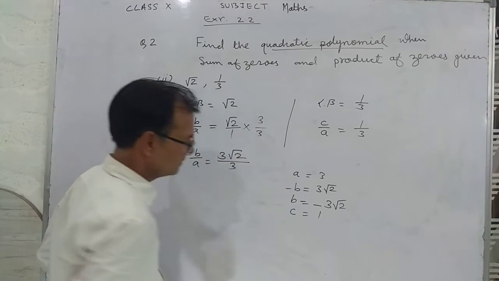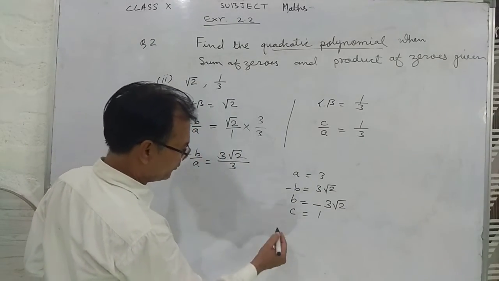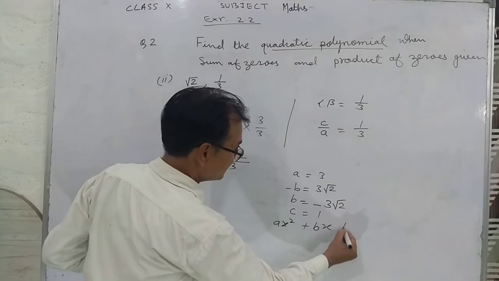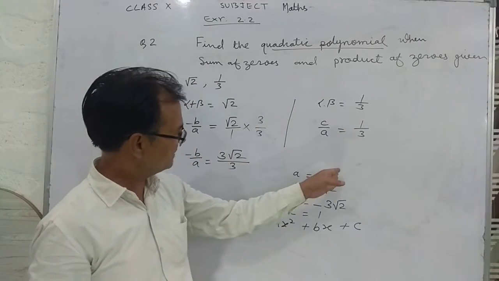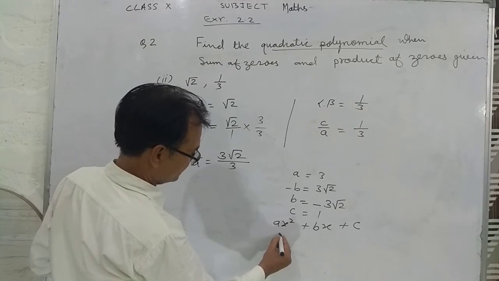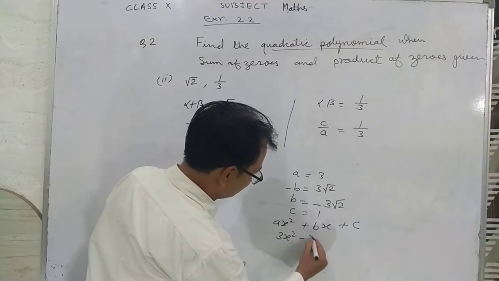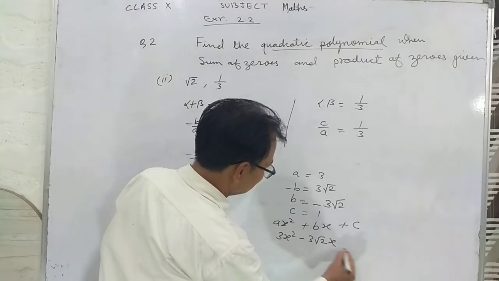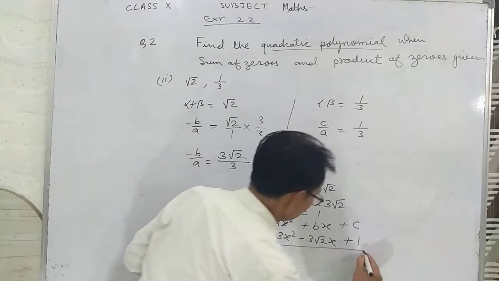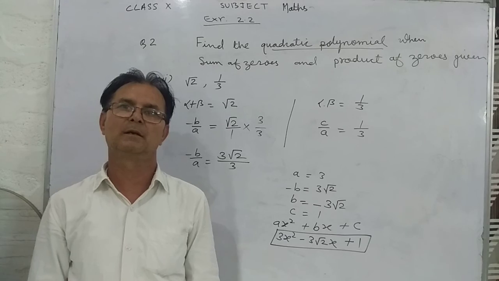Now we write the standard form of quadratic polynomial ax square plus bx plus c. Replace a, b, c from above. 3x square minus 3 root 2x plus 1. This is our required quadratic polynomial. Right?